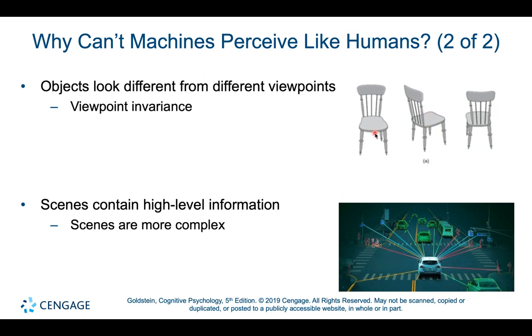So if we were going to program a machine, you would have to program and tag every possible orientation for the computer: hey, that thing's a chair. And oh, by the way, this thing is a chair. And oh, by the way, this thing is a chair too, even though they look completely different, and even though they cast wildly different images onto the back of a retina.